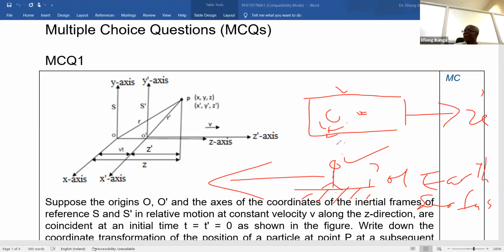Do you now see it? It's the same thing that has been taught, but this is how to use it in an examination question. Can you see the difference? Both of them are in motion with respect to each other, each relative to the other. Is it clear now?